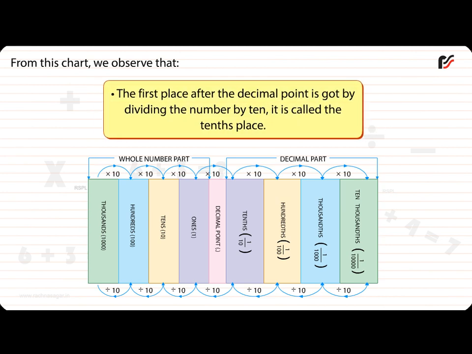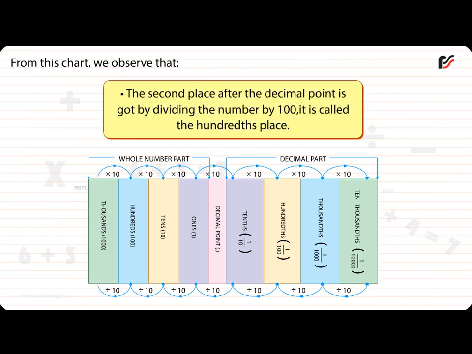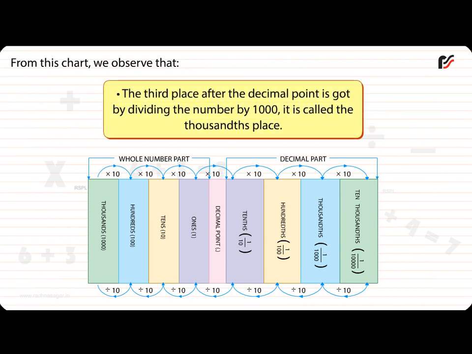The first place after the decimal point is got by dividing the number by 10. It is called the tenths place. The second place after the decimal point is got by dividing the number by 100. It is called the hundredths place. The third place after the decimal point is got by dividing the number by 1000. It is called the thousandths place.